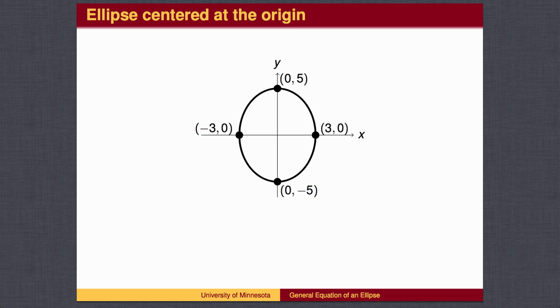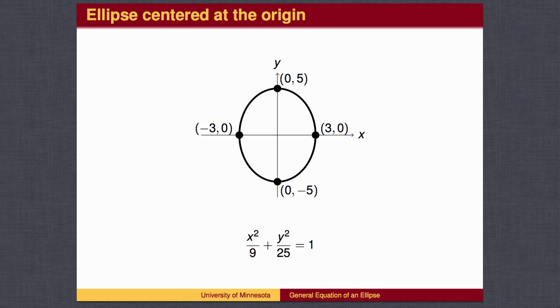Here is an example. This ellipse is a standard circle centered at the origin that has been stretched 3 times wider and 5 times taller. You may wish to pause the video to write out the equation. The horizontal stretch is by a factor of 3, so the number under the x squared is 3 squared, which is 9, and the number under the y squared is 5 squared, since the ellipse is stretched by a factor of 5 vertically.